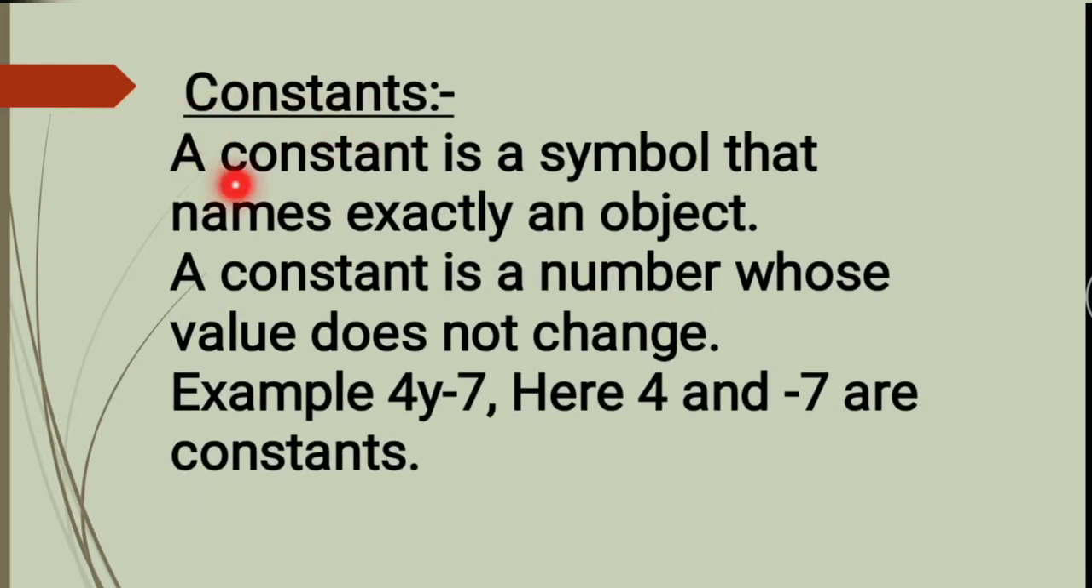Constants. A constant is a symbol that names exactly one object. A constant is a number whose value does not change. Example: 4y minus 7. Here 4 and minus 7 are the constants.